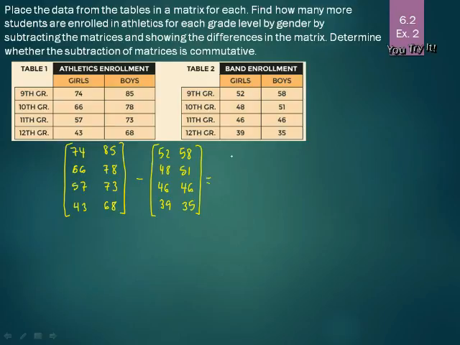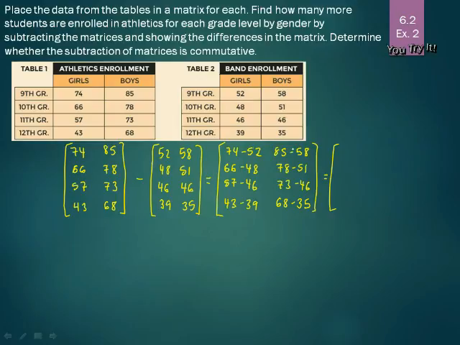To subtract, we just take the corresponding entries and subtract them. So we take row 1, column 1 of the first table, subtracting row 1, column 1 of the second table. So 74 minus 52, and then we'll put these in another matrix. So 66 minus 48, 57 minus 46, and so on. Subtracting these numbers, 74 minus 52 gives us 22, 66 minus 48 gives us 18, and so on. We can go ahead and fill these in.